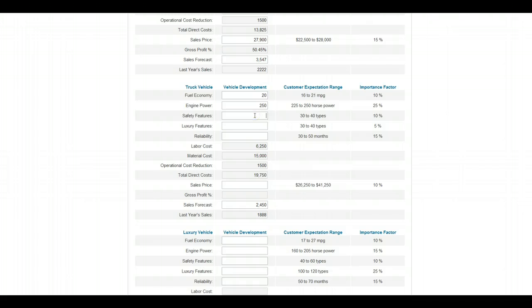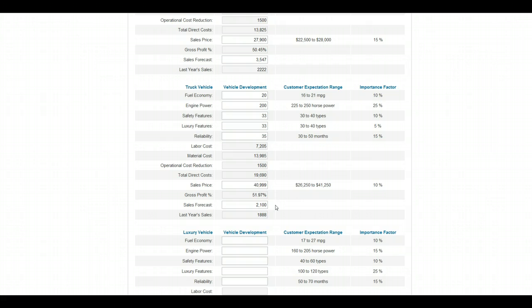Now truck is a harder one because this engine power is really kind of expensive. So price, you know what I'm going to do? I'm going to make a lower engine power to save money, a different strategy, but then I'm going to lower my forecast because I don't think my car will be as marketable.